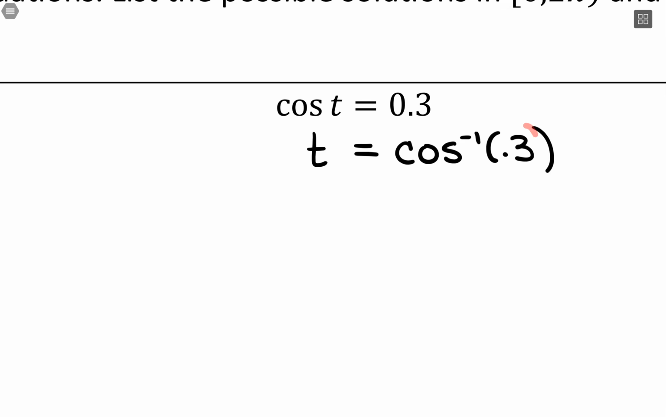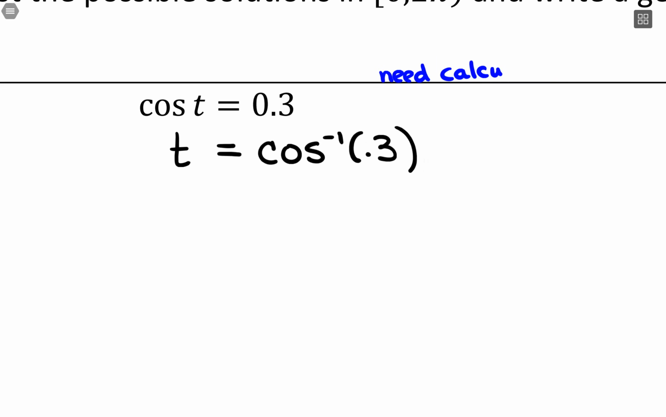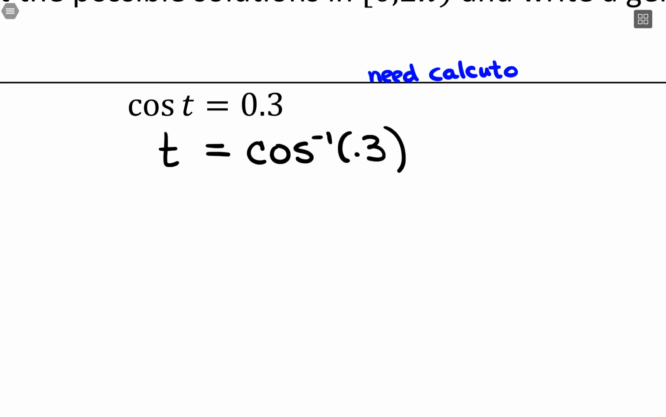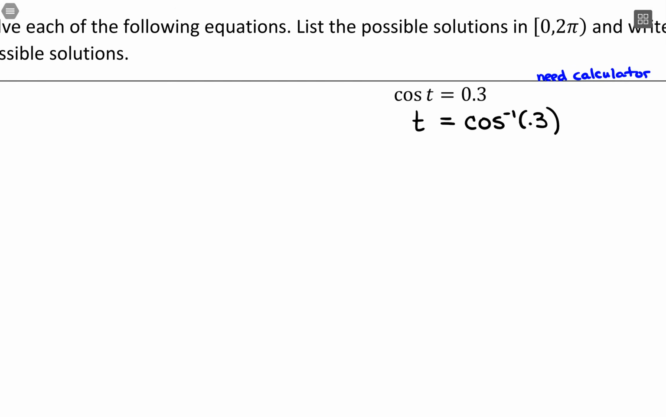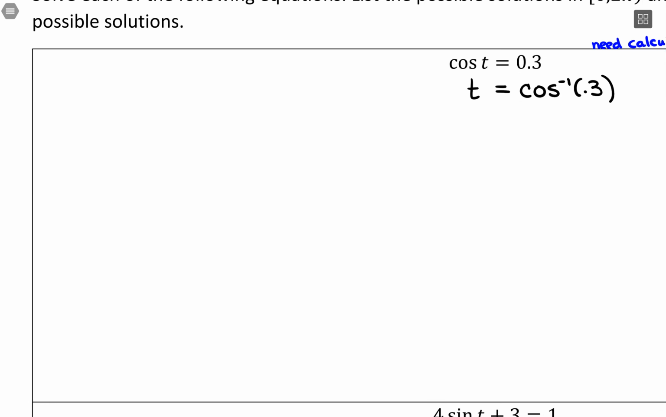Now, when I look for this kind of input for my inverse function, I'm looking for those special values or those special coordinates from our unit circle. This value is not special. So that tells me I'm going to need my calculator. I'm going to need my calculator to help me out here. If I could spell calculator, calculator.